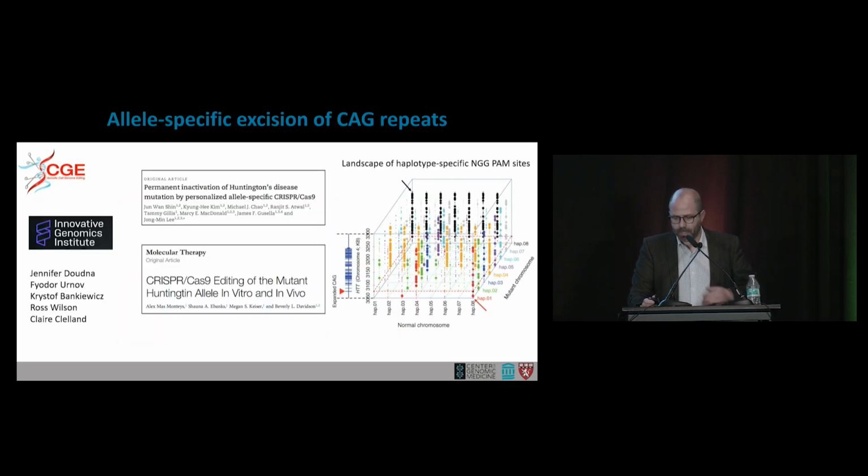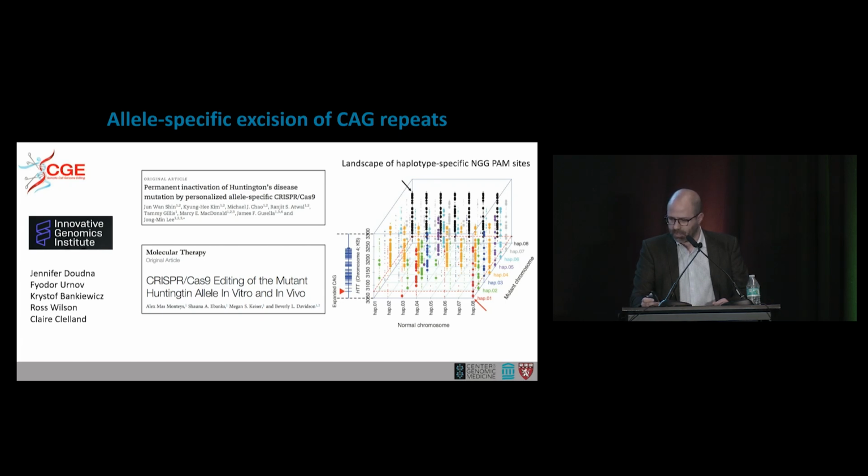The team led by Jennifer Doudna at Berkeley, based on a strategy originally published by John Bin Lee and Bev Davidson, is pursuing an allele selective excision of the repeats. This is enabled by the fact that you have SNPs that occur only in the mutant and expanded allele and not in the wild type. So there are combinations of SNPs that you could target and make allele specific.